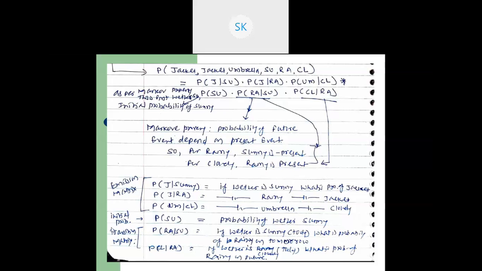Next is the probability of sunny. The initial probability of sunny is given by the notation pi. It's the probability of the weather being sunny. Now next, probability RA by SU and CL by RA. This is given by our transition matrix. Now, RA by SU is what? If the present weather is sunny, what is the probability of rainy tomorrow? CL by RA: present is rainy, what is the probability that tomorrow will be cloudy?